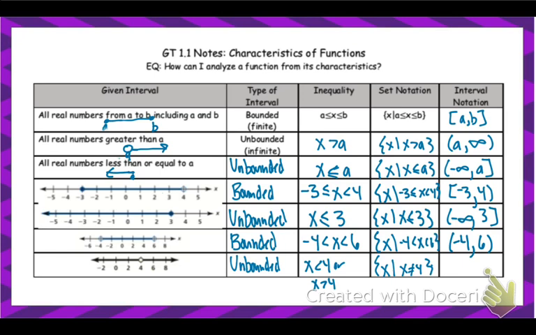Set notation is also really good if you have a discrete set. So you only have like a few points, and you can just say like x is 2, 3, and 7, if it's just those discrete values or something along those lines.